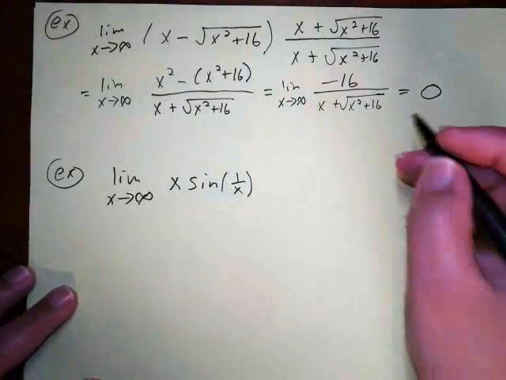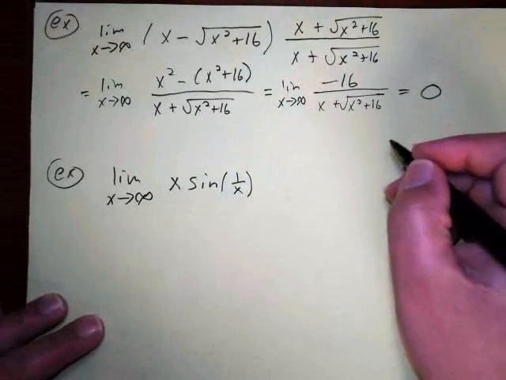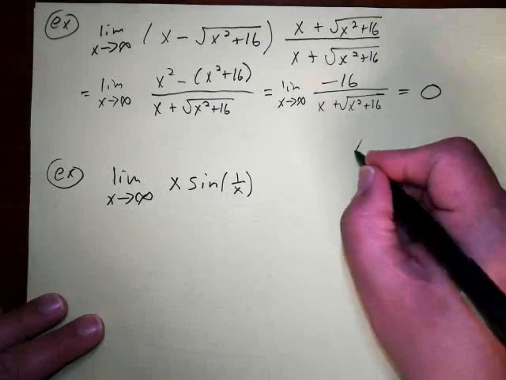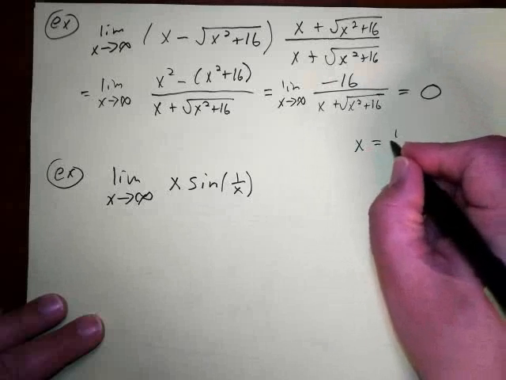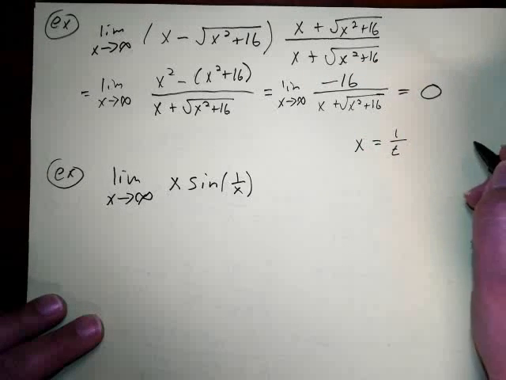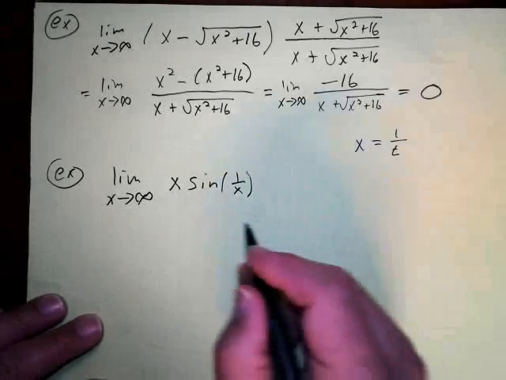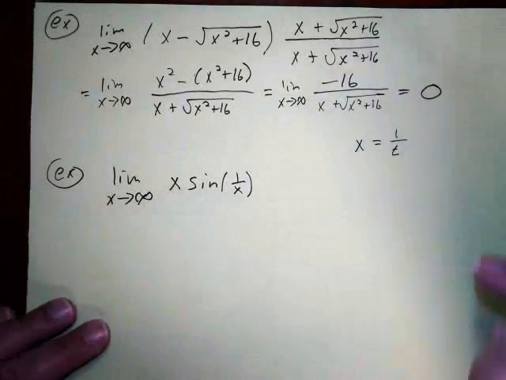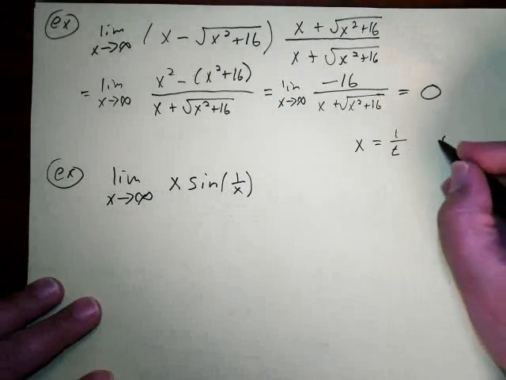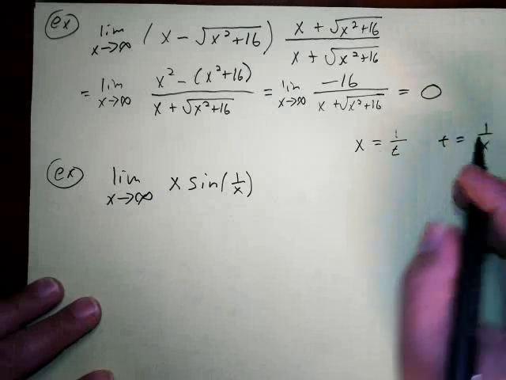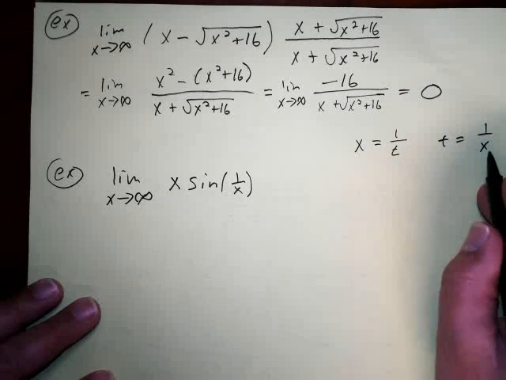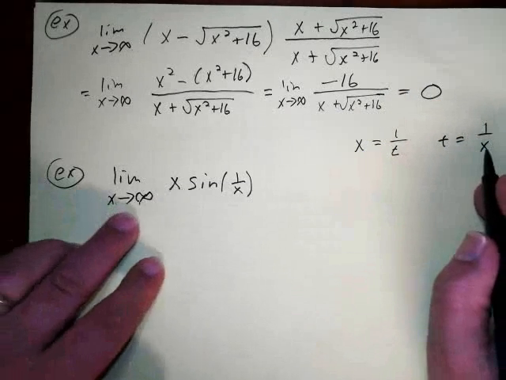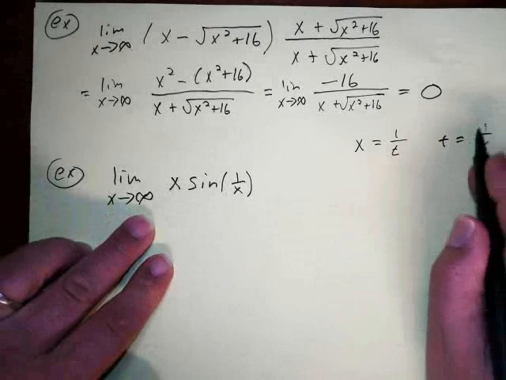Well, this is a really interesting example here. So what I'm going to do is let x equal 1 over t. And then let me also do this. This would mean that t is equal to 1 over x. Move the t up there, bring the x there. And notice as x goes to infinity, what does t go to?